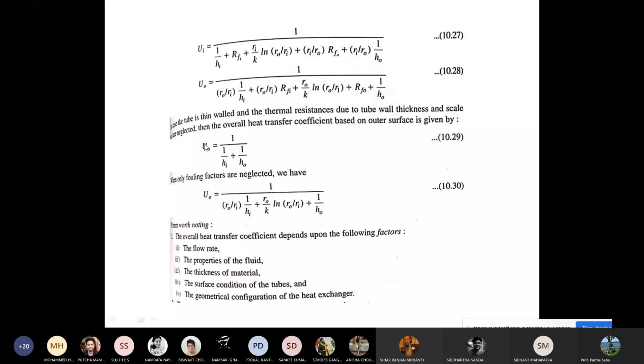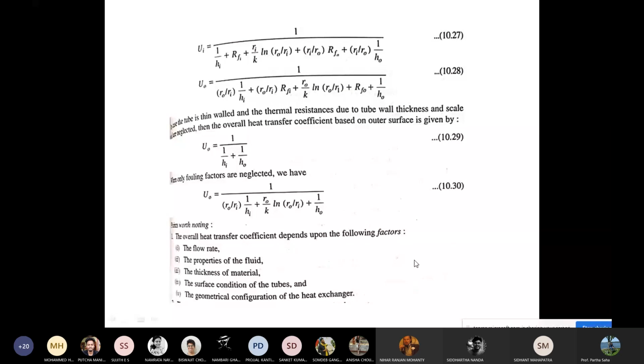If you neglect the thermal resistance due to tube wall thickness and scale, then the overall heat transfer coefficient based on the outer surface is given by 1 over HI plus 1 over HO. All the other parameters are neglected. And inside also it will be 1 over HI plus 1 over HO. If only the fouling factors are neglected, then it becomes like this, because we have neglected the fouling factors RFI and RFO. In this expression, 10.28, these terms get cancelled; just the second and fourth terms got cancelled.